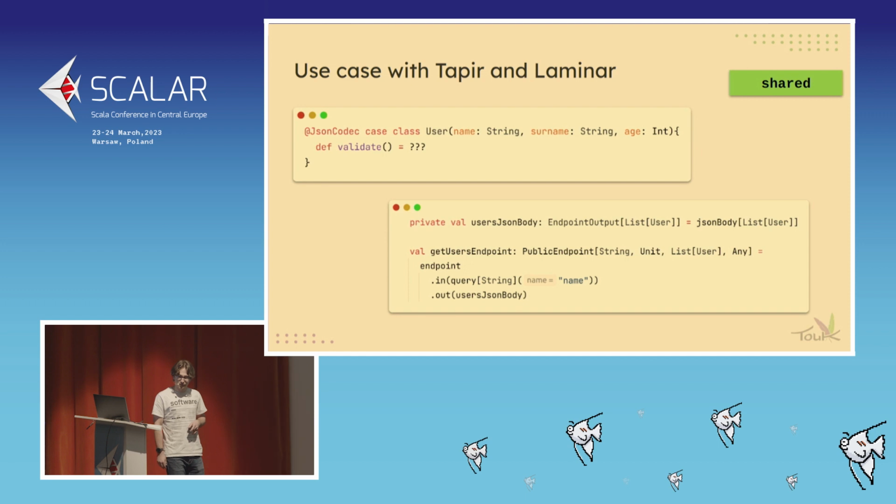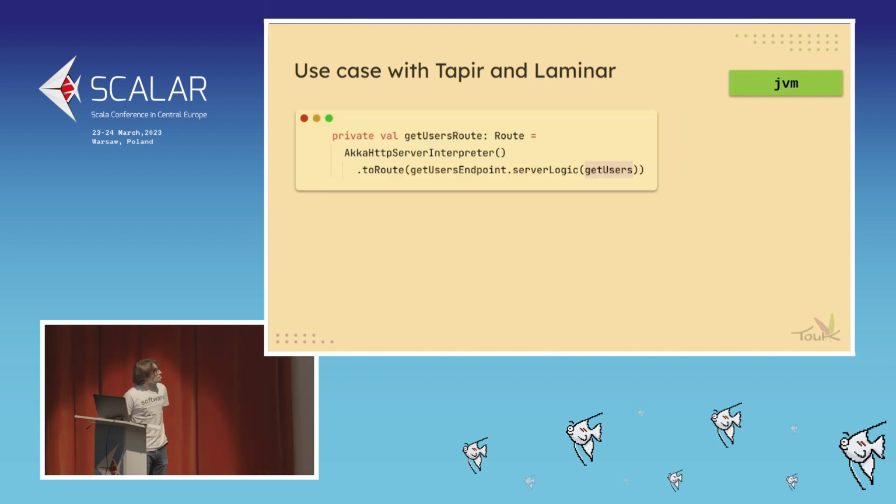To be honest, I thought that somebody was going to explain that for me a little bit earlier in the presentation, because I didn't want to go too deep into that. But I think that it is enough to say that what we are doing here, we are creating a simple endpoint, which takes a query named name of type string and outputs a JSON body, which is going to provide us a list of users. So we have the Tapir endpoint defined right here and our user. So it's important to remember that we have it in a shared module. And let's go a little bit further.